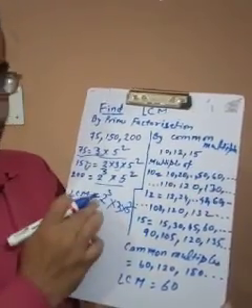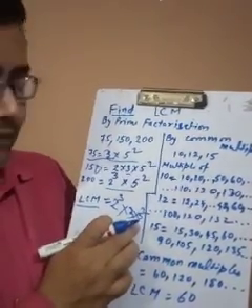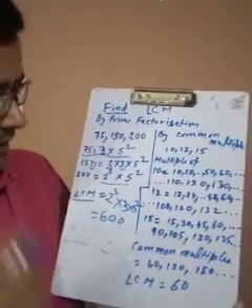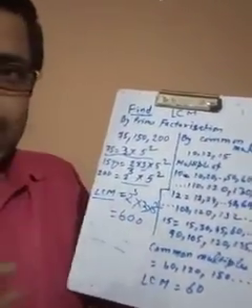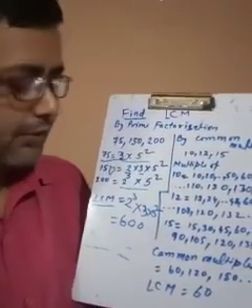We will calculate it. 2 cube is 8, 8 times 3 is 24, 24 times 25 is 600. So my answer is 600. My LCM will be 600. I hope you have understood. If you have any confusion, you can call me or ask me through the group.